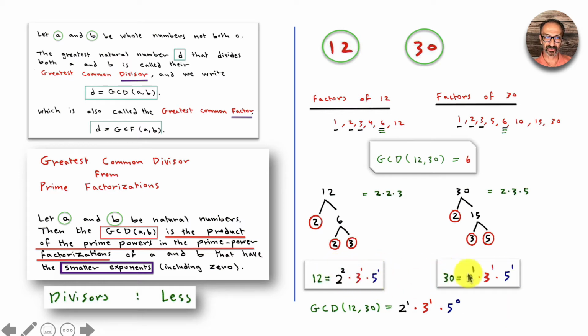2 to the second, 2 to the first, this has a smaller exponent, so we take 2 to the power 1, which is 2, times 3, and 5 to the power 0 is 1. Anything raised to the power 0 is 1. 2 times 3 times 1 is 6. As you can see, it does agree.